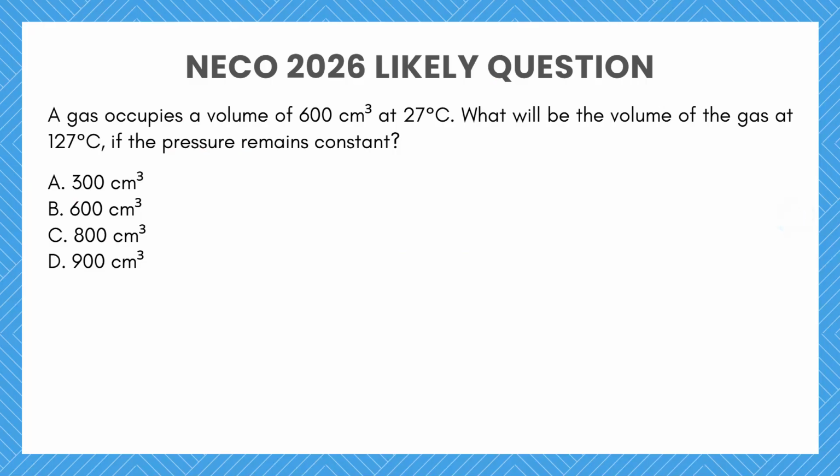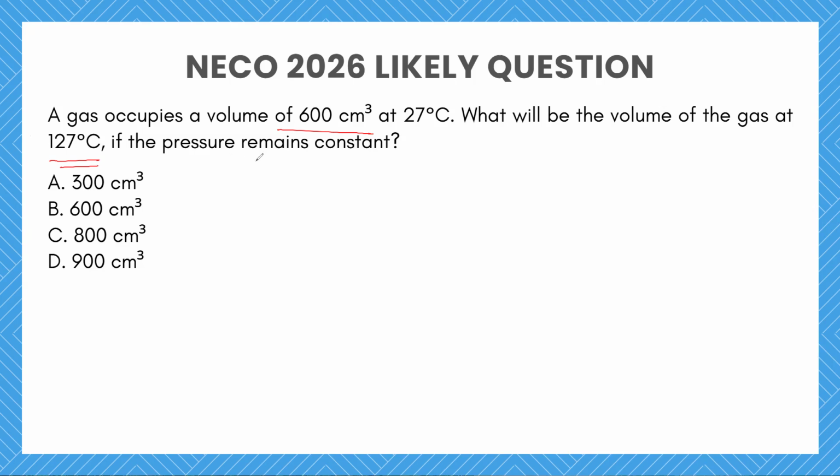The question on the screen right now starts off by saying a gas occupies a volume of 600 cm cube at a temperature of 27 degrees Celsius. What will the volume of the gas be at 127 degrees Celsius if the pressure remains constant?